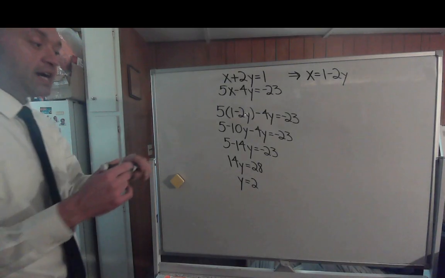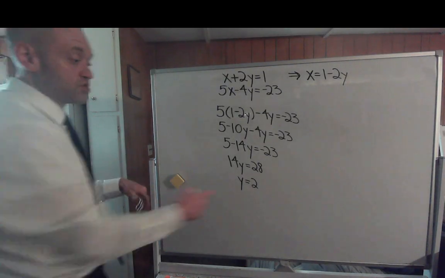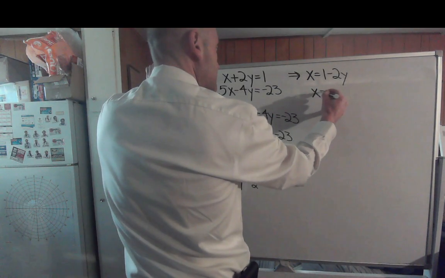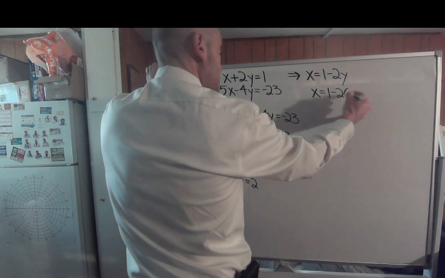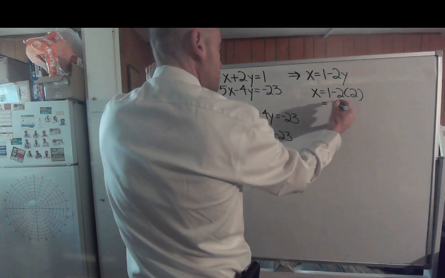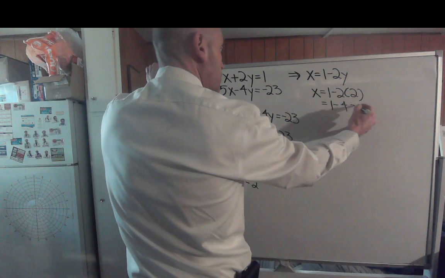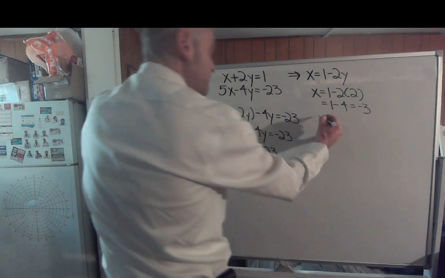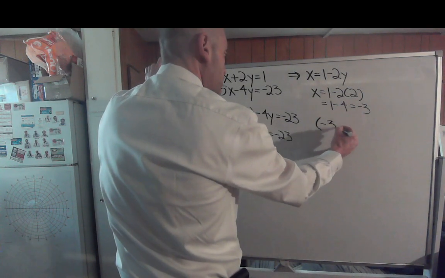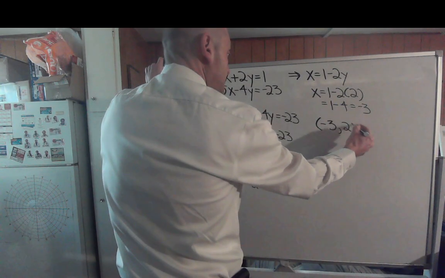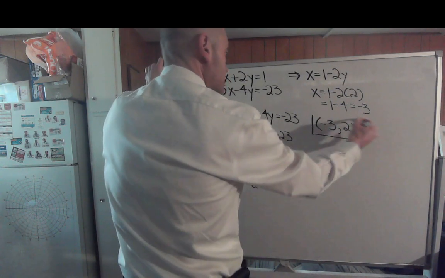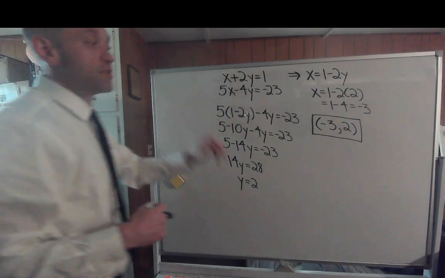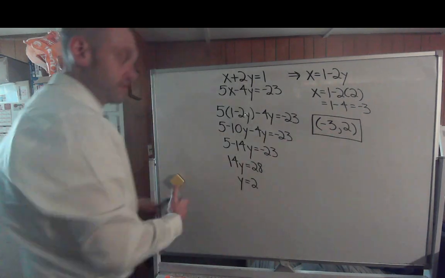Okay, we found the y value, so what about x? Well, just stick that y into your substitution. So you would get x equals 1 minus 2 times 2, which would equal 1 minus 4, or negative 3. So you got an x value of negative 3, a y value of 2, so you should get the ordered pair negative 3, 2 as the solution to this system of equations, which means these two lines intersect at the ordered pair negative 3, 2.